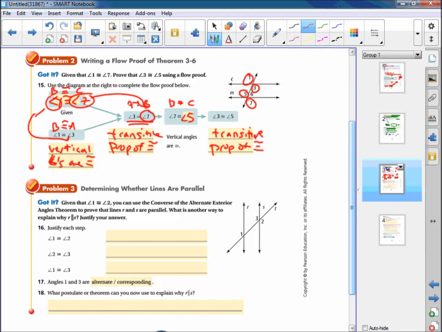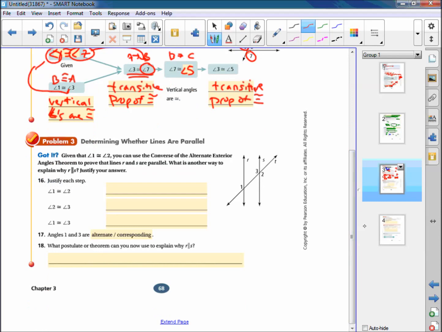So transitive property of congruence. All right, so this gives me 3 and 5 being the same. Problem number 3 here. Determine whether lines are parallel. Given that angle 1 and angle 2 are congruent, we can use the converse of the alternate exterior angles theorem to prove it right away. So there wouldn't be any work.